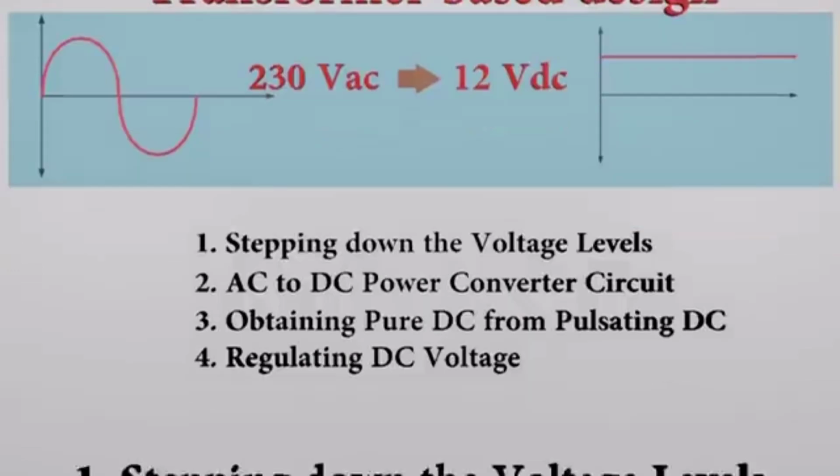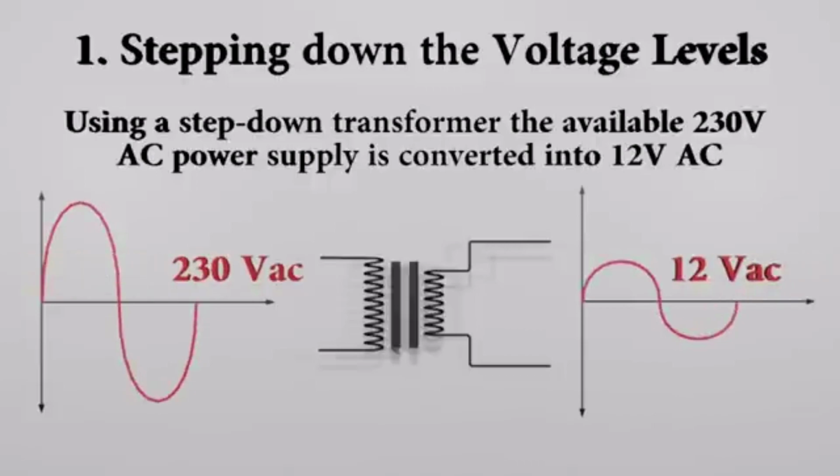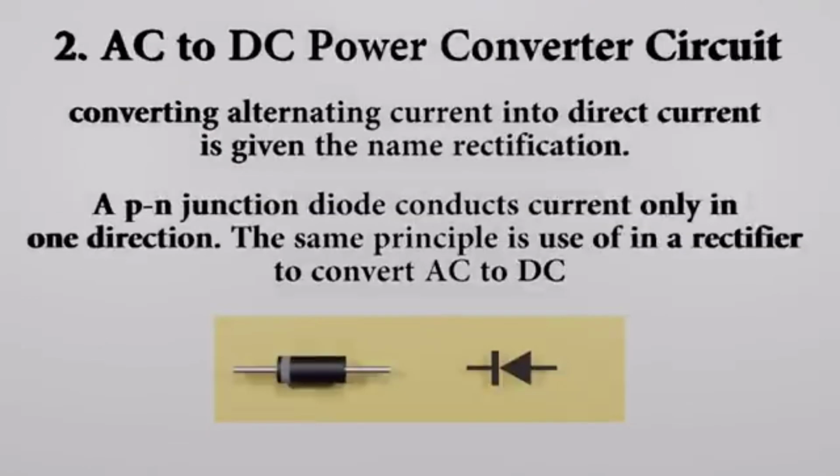First of all, using a step-down transformer, the available 230 V AC power supply is converted into a lower voltage. Only the magnitude of the voltage is changed. Next, this low voltage should be converted to DC. For that we use an AC to DC converter circuit. Converting alternating current into direct current is given the name rectification.